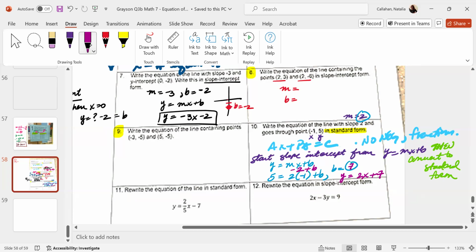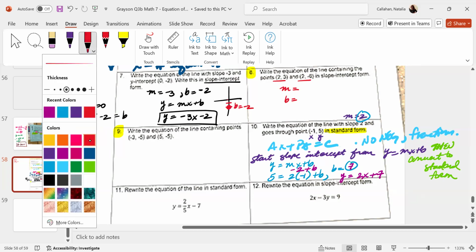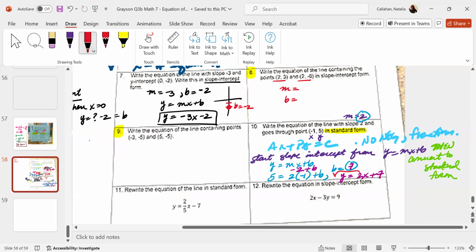But remember with standard form, all the x and y go to the left. This 2x needs to move in front of the y. Do you see that? So it's -2x plus y equals 7. But didn't we say that there's no negatives? Change that to a positive, everything else becomes the opposite sign. Do you see that? Okay, there's no fraction, so I don't want to multiply anything.